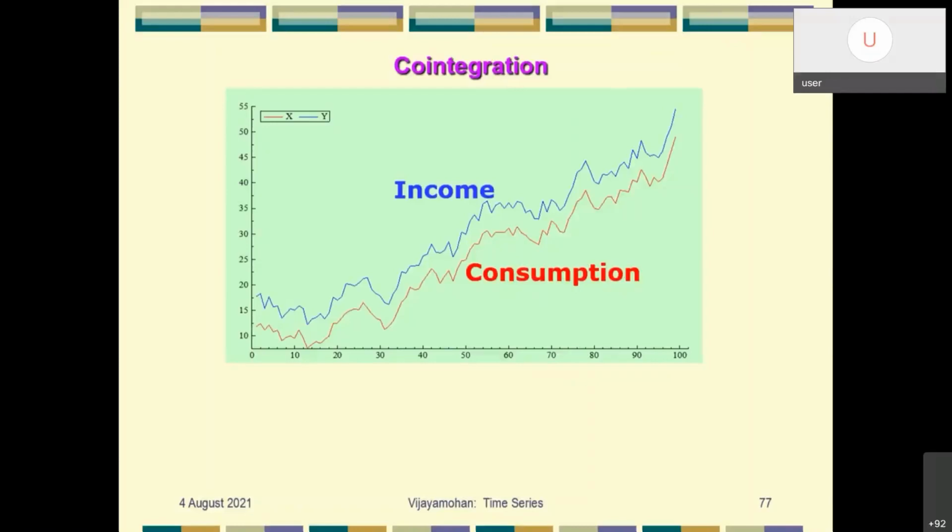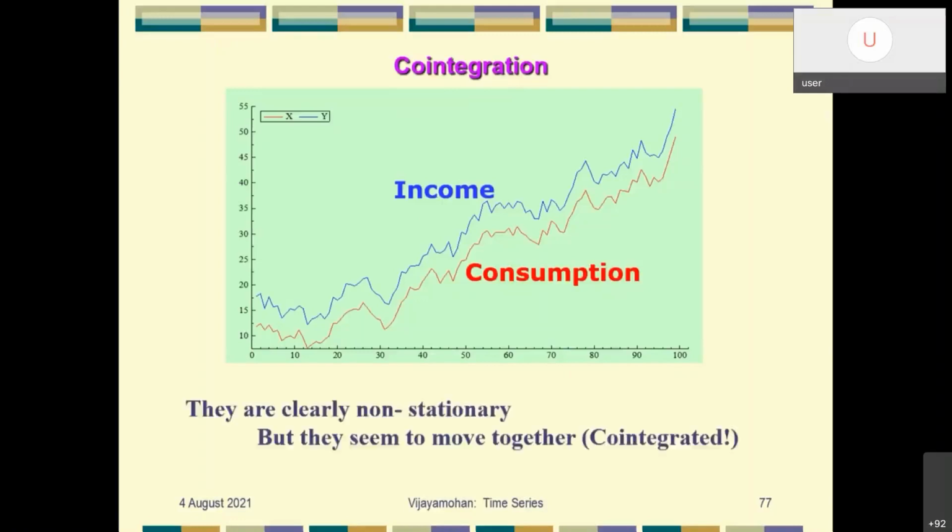If the linear combination is stationary, then we say that income and consumption are co-integrated. In that case, we can have a valid regression with income and consumption in the level variable itself. We did not go for differencing. That is the idea of co-integration. That is, if a linear combination of two non-stationary series becomes stationary, then we have the case of co-integration.